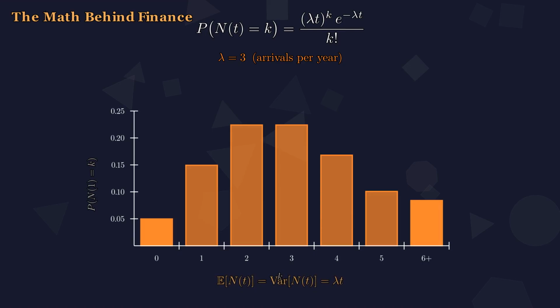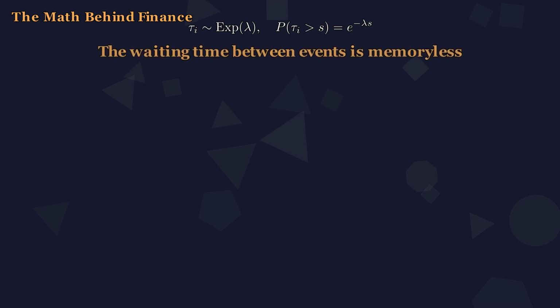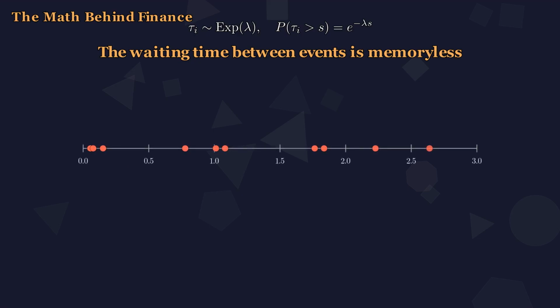And notice something elegant. The mean and the variance of N of t are both exactly lambda times t. For a Poisson process, the average tells you the spread. There is a beautiful structure hiding inside those random dots. The waiting time between consecutive events, tau sub i, follows an exponential distribution. This distribution is memoryless. No matter how long you have waited, the expected time to the next event is always 1 over lambda. Let us look at our timeline again, with the gaps between events highlighted.